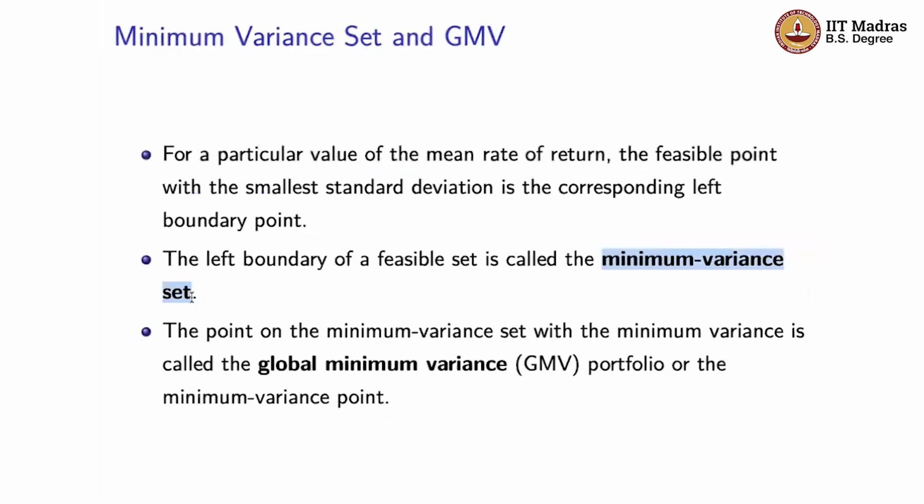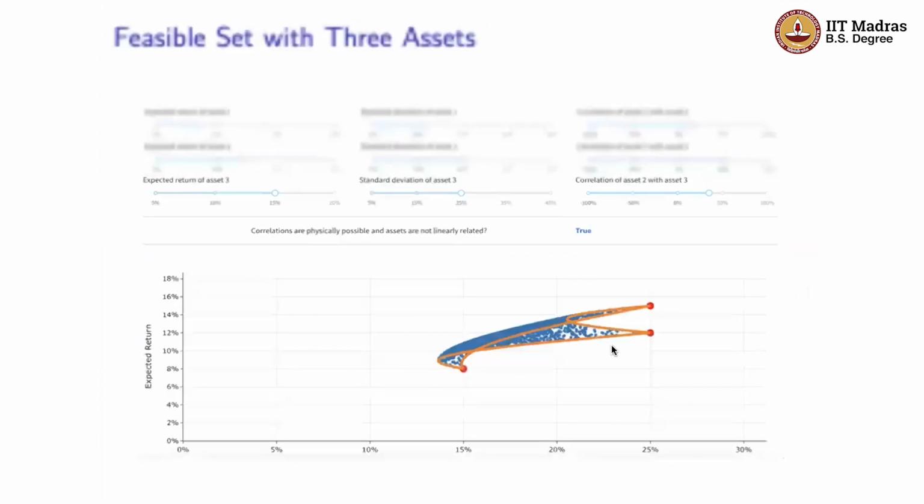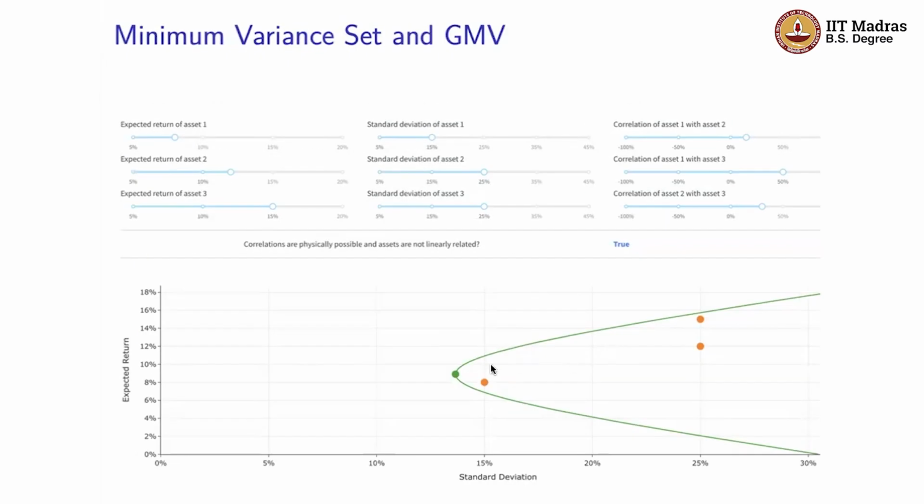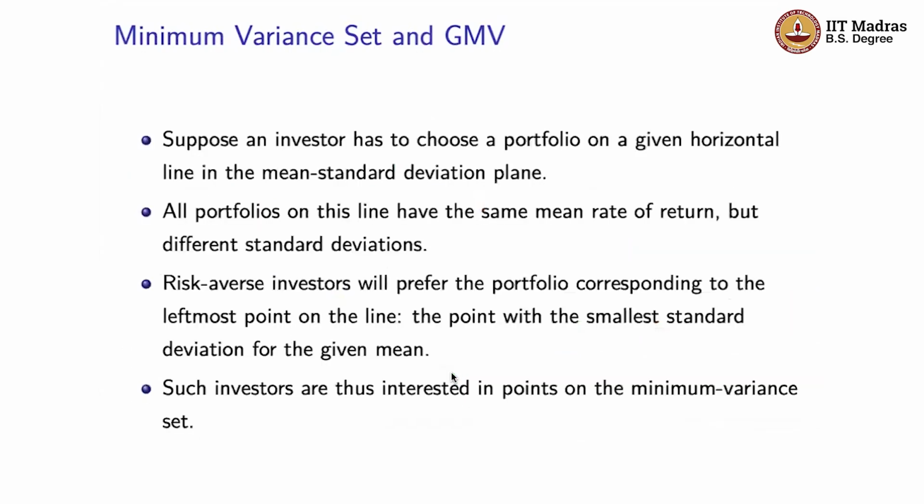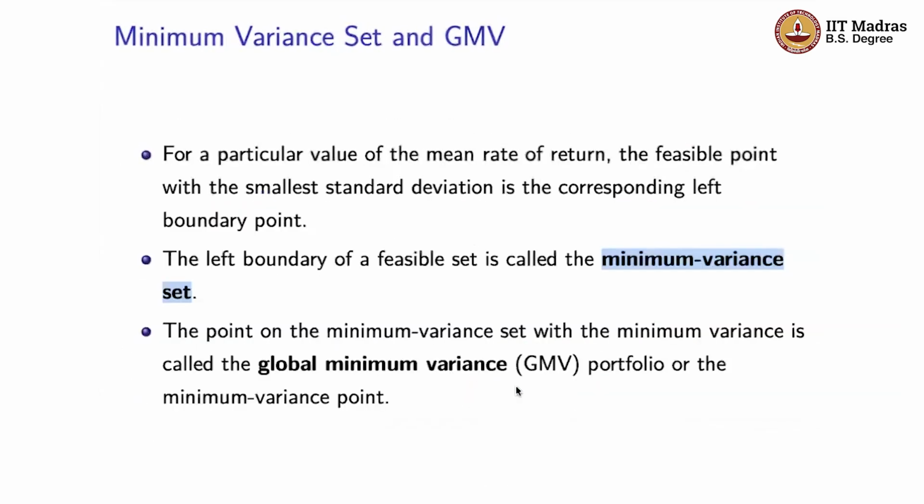Now, among all these points, the point on the minimum variance set with the minimum variance is called the global minimum variance portfolio. So if we go back to this figure, this is the minimum variance set. If we look at the point with the smallest variance, it must be this point, which has the smallest standard deviation and therefore the smallest variance. We are going to call this point the global minimum variance portfolio. It's also sometimes called the minimum variance point.